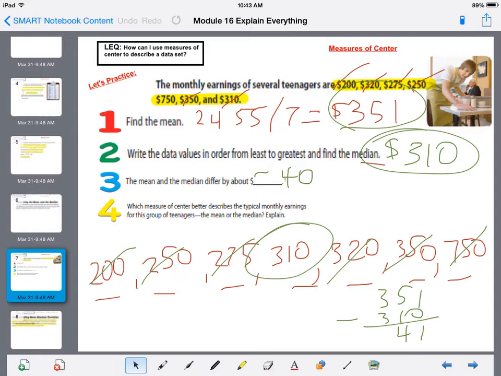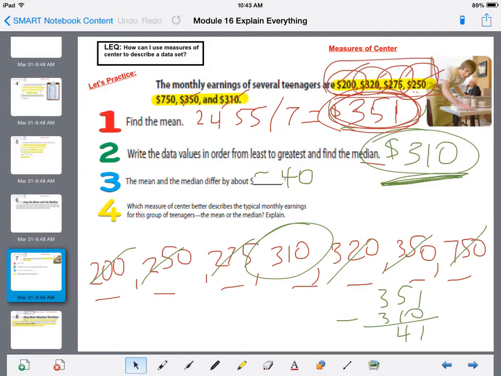So which measure of center best describes the typical monthly earnings for this group of teenagers? It would be the median, because 310 is a closer value to all the other numbers in this data set. So, for example, if we said that the mean was a better describer, a lot of these teenagers would go ahead and make anything close to $350. This one made only $200. This one made only $275. He made $250. He made $320.